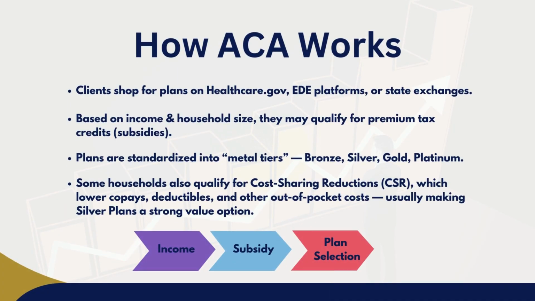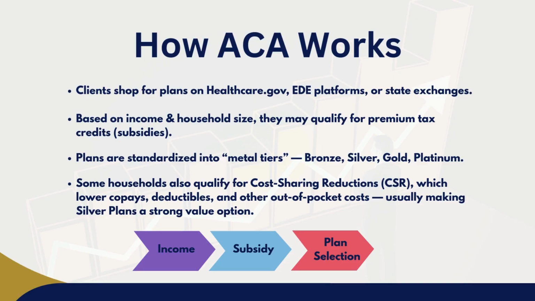It starts with where clients shop for coverage. They can go directly to healthcare.gov, use EDE platforms that agents like us work with, or, in some states, go through a state-based exchange. From there, the system looks at income and household size to determine if they qualify for premium tax credits, also known as subsidies. These credits lower the monthly cost of coverage, and for many families, they can make a huge difference.